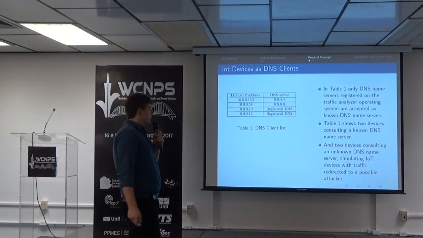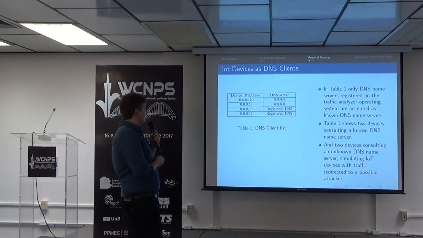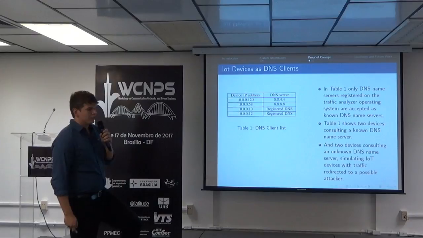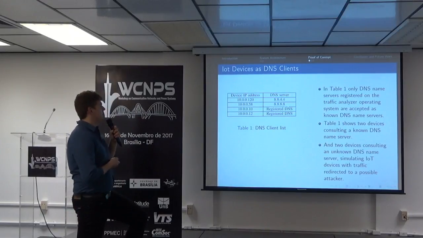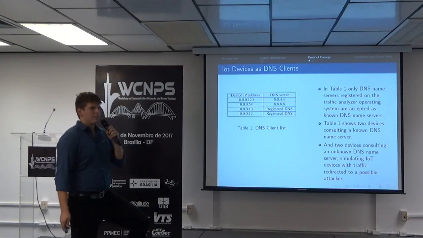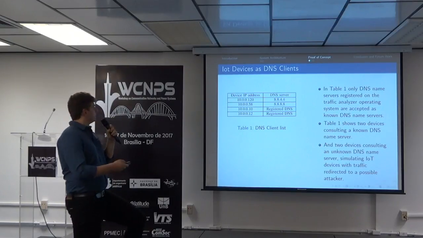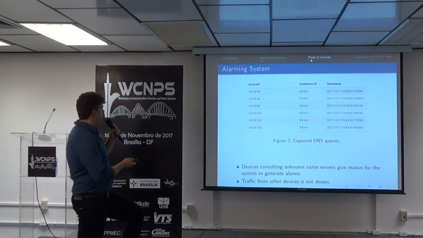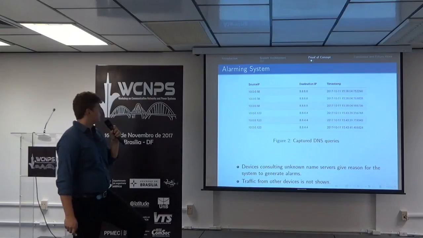So we have these four devices. And these two first devices are going to simulate devices that are consulting DNS servers that we don't know, some DNS servers that we don't have control of. So they are considered the anomalies inside our network, while these two are going to be using a name server that we know. And by doing that, we hope to capture all the DNS traffic from these two devices so we can analyze it afterwards. And that's exactly what we got in our alarming system.